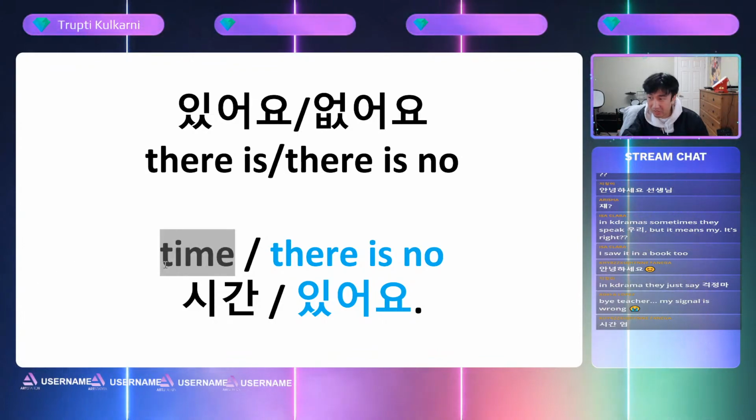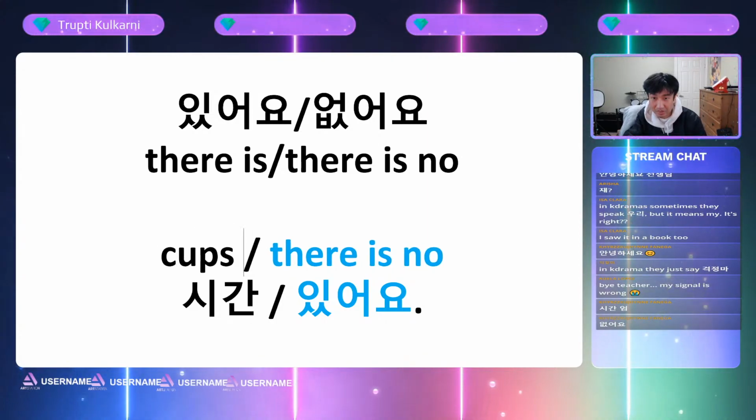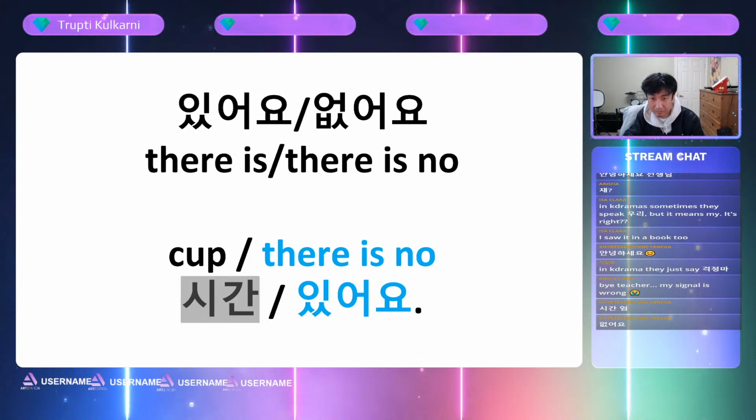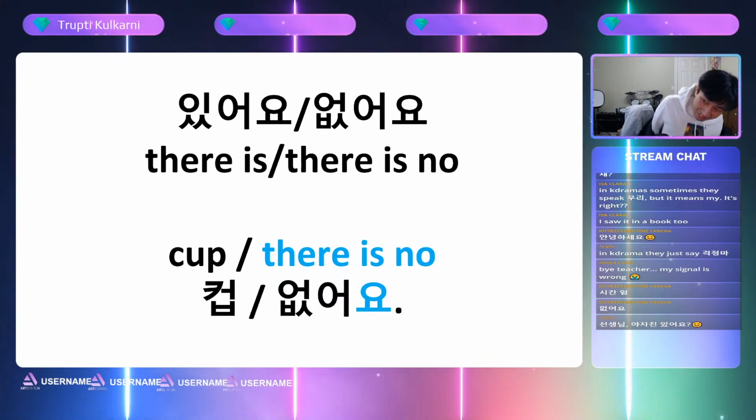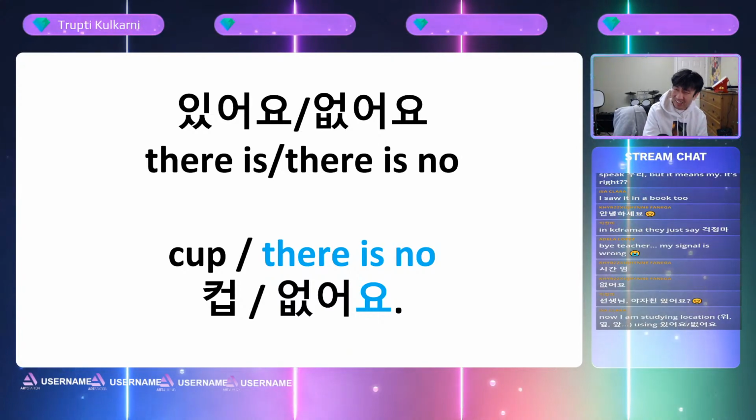So if you say there are no cups, it's just cup 없어요. 컵 없어요. There is a cup, there are no cups. That makes sense.